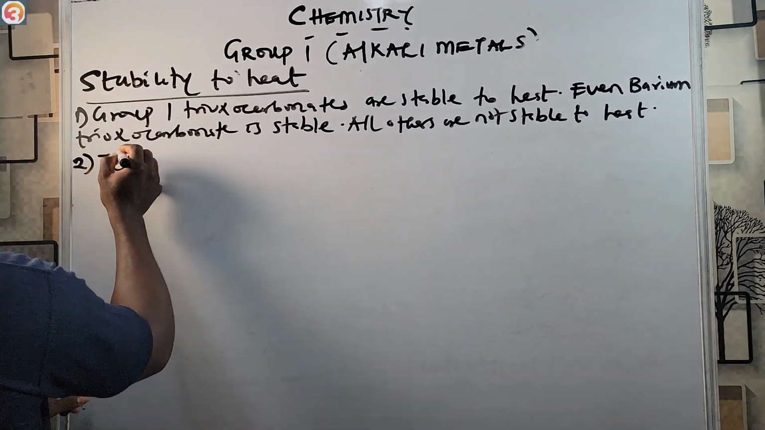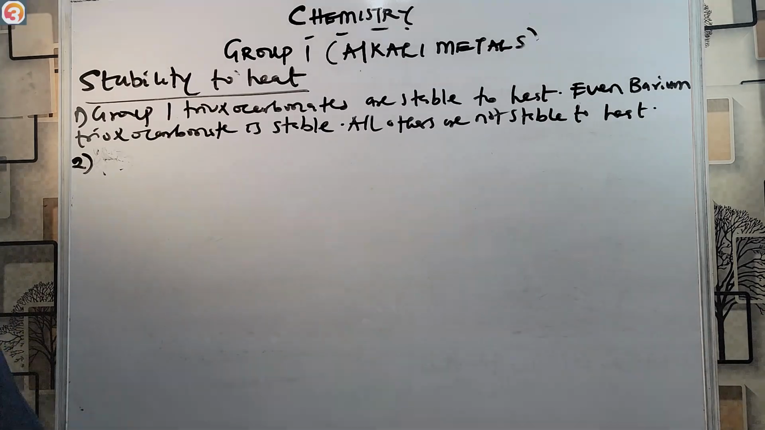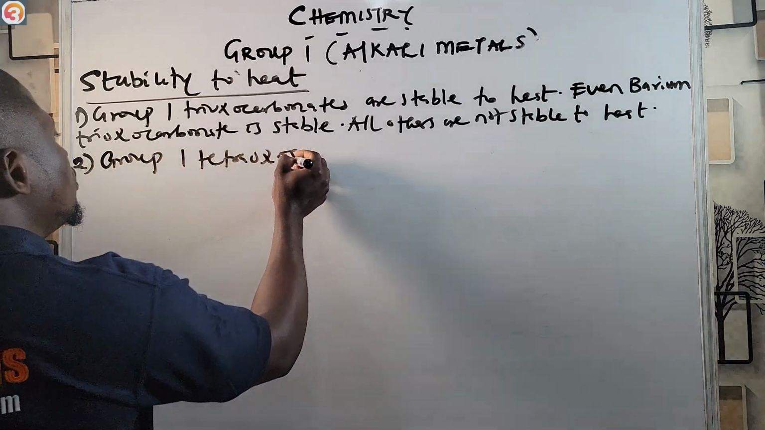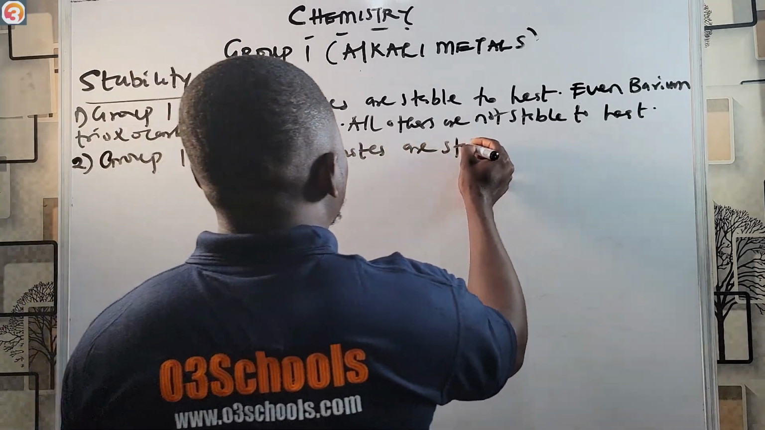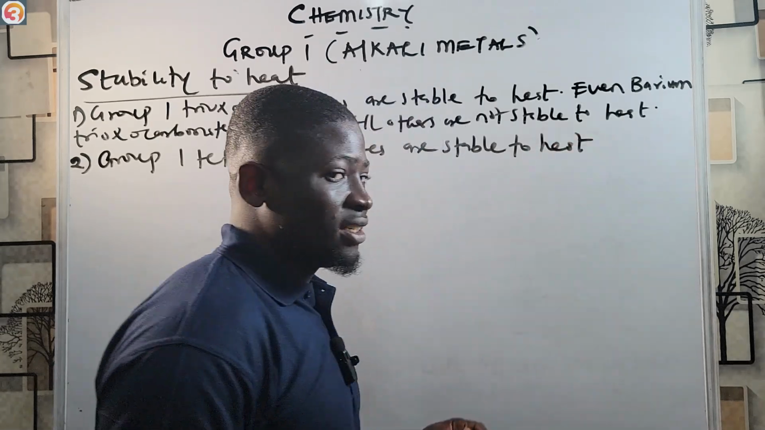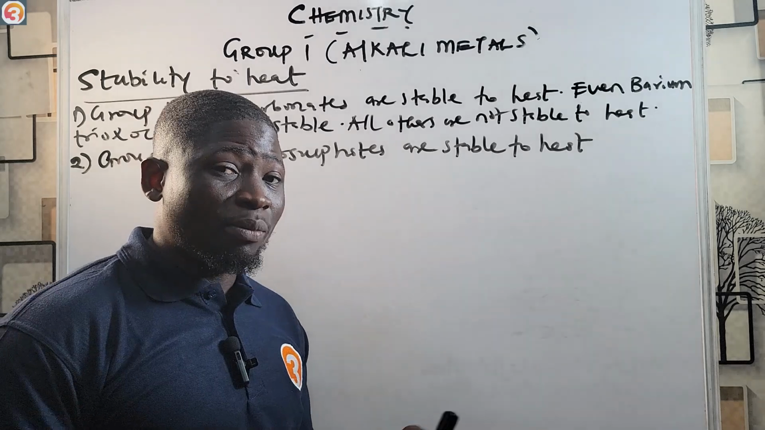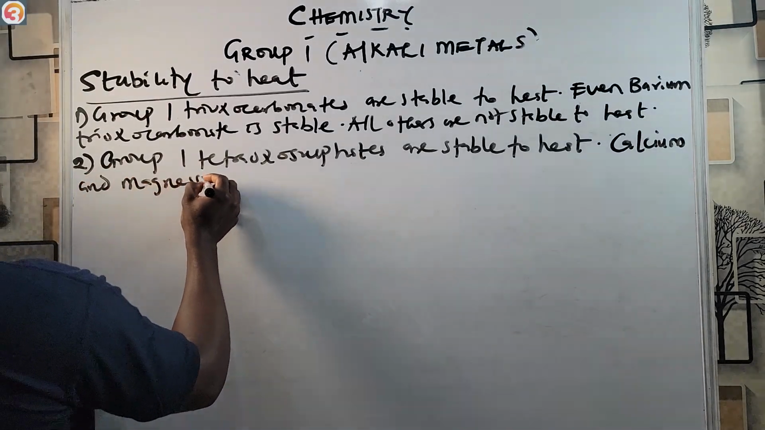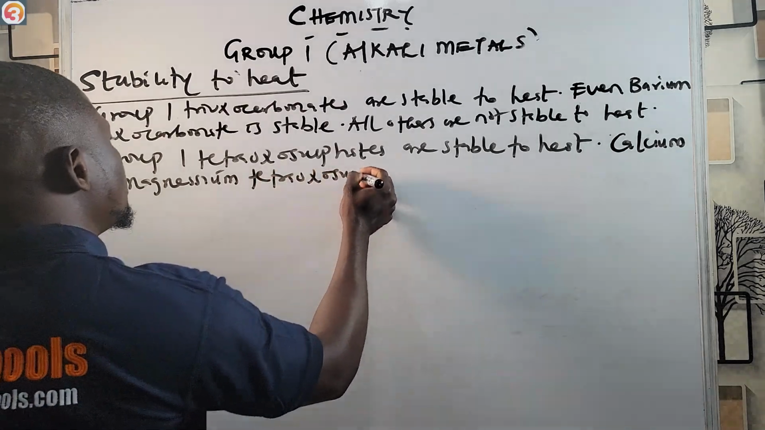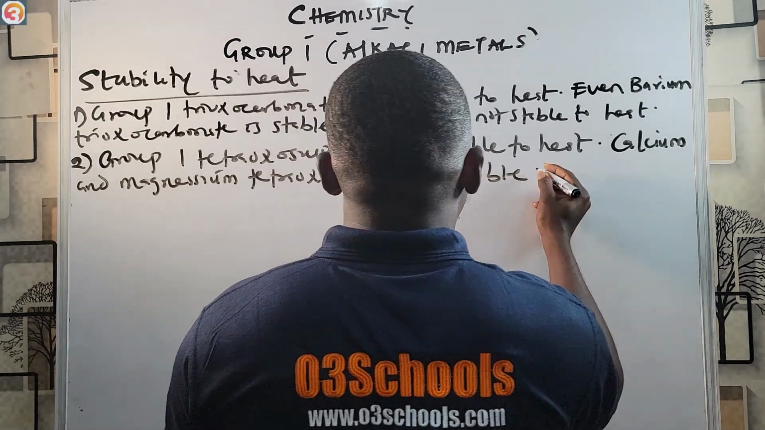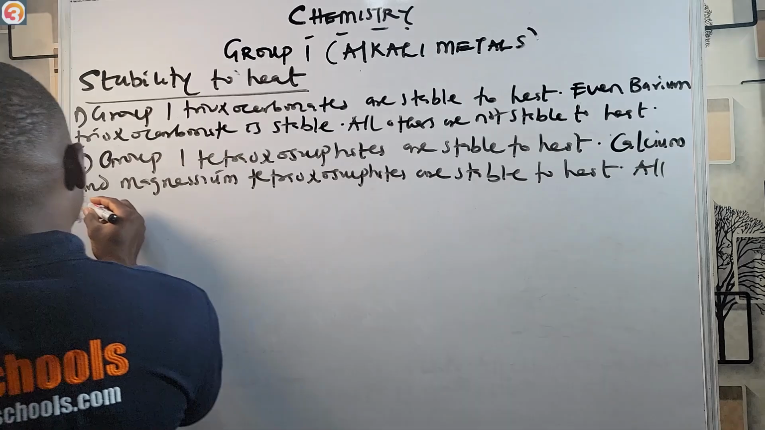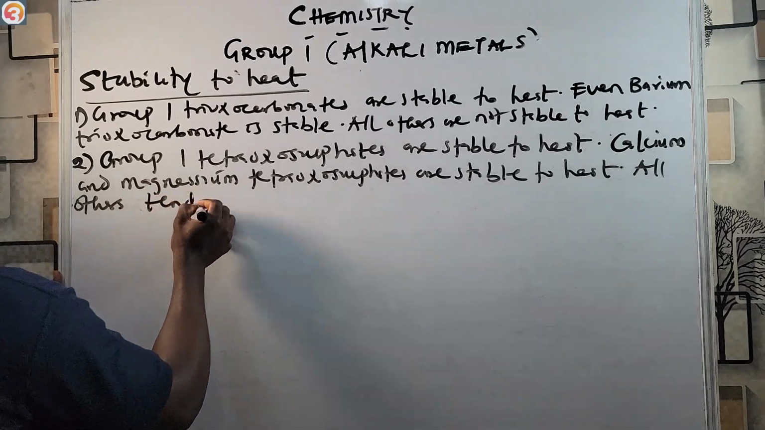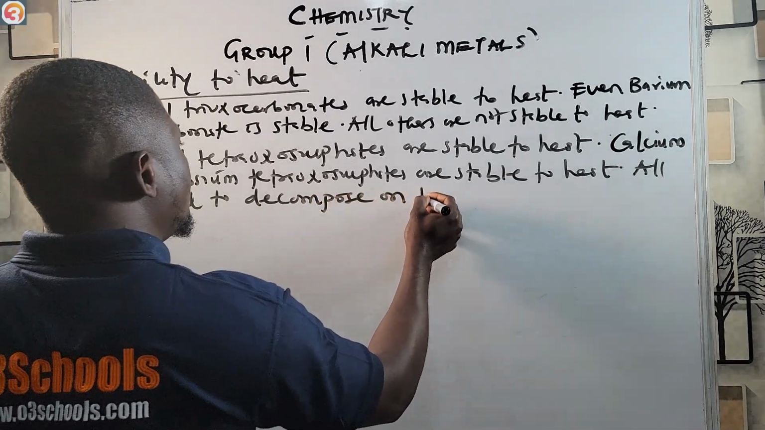Now let's look at tetraoxosulfates. Okay, that's group one tetraoxosulfates. Group one tetraoxosulfates are stable to heat. Group one tetraoxosulfates are stable to heat. Even the tetraoxosulfates of calcium and magnesium are stable to heat. All others tend to decompose on heating.